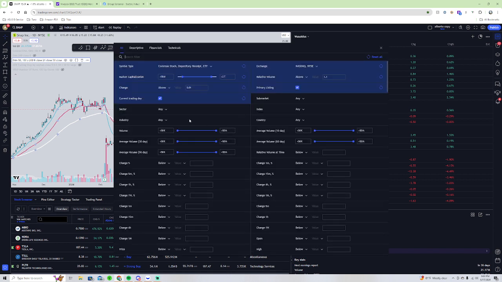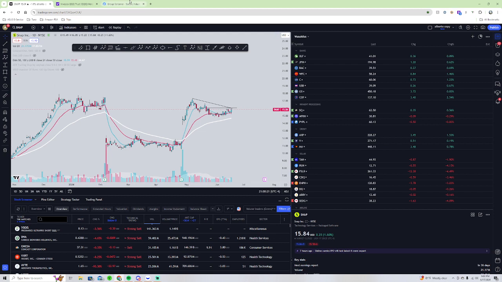For when the market's weak, we'll just go below 0.0. That's just going to show you all the red stocks. So you'll just do an inverse of the same scan. Same thing for Finviz.